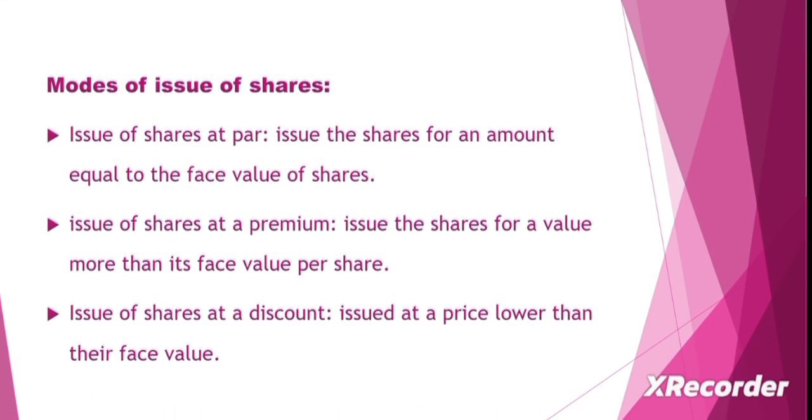Then we discuss modes of issue of shares. The first one is issue of shares at par. It means to issue the shares for an amount equal to the face value of shares. For example, if the face value of shares is rupees 20 each and they are issued at rupees 20 each, then it will be issue of shares at par.